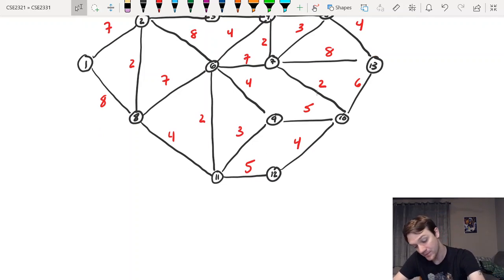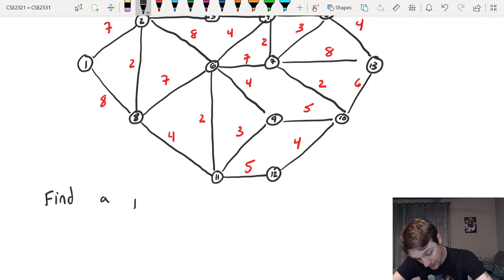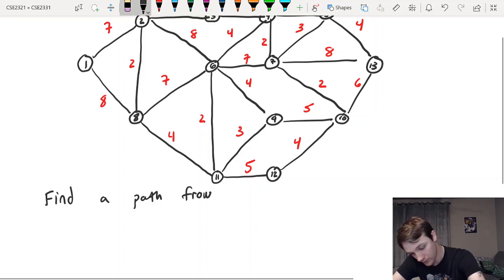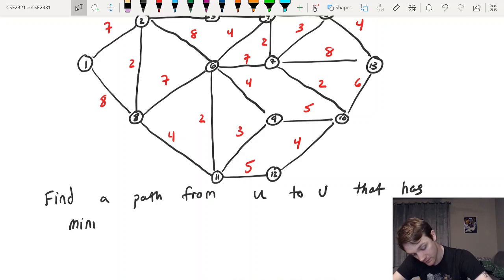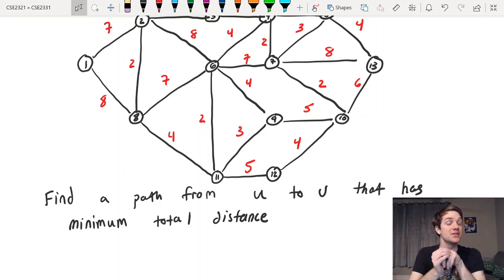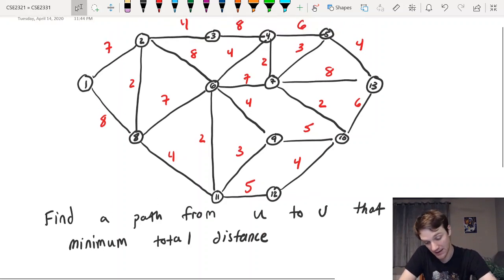So our goal is to find a path from U to V that has minimum total distance. So the aggregate of each of the edges chosen along the path. What do I mean by that?